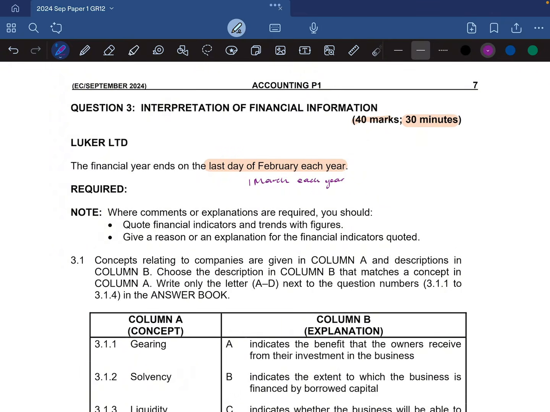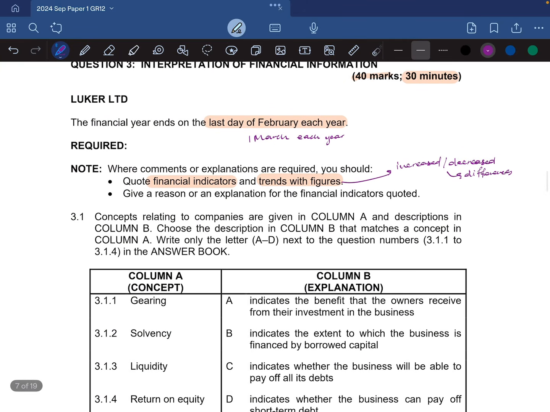You should quote financial indicators and trends with figures, like as I've just alluded. So we have financial indicators, trends with figures. Okay, so by trends they mean that if something has increased or decreased, you need to mention that. You can also mention the differences. It decreased by this, it increased by so much. Okay, so you need to also give a reason or an explanation for the financial indicators you quoted.